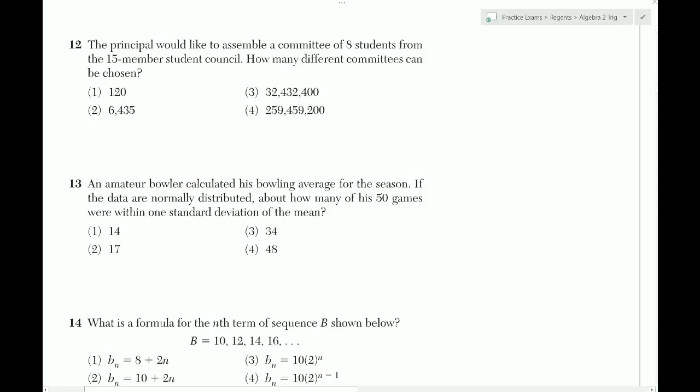Principal would like to assemble a committee of 8 students from a 15-member council. How many different committees can be chosen? So this is a combination permutation type question. So really, it's just going to be the bigger number, either C or P, with the smaller number. And so to determine whether it's C or P, I like to use the words choose or place. Right? So am I going to choose those students, or am I going to place them in some type of arrangement? In this case, we're just choosing, right? It's going to be 15 C 8. And C stands for combinations, of course.